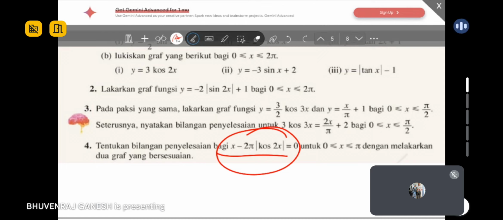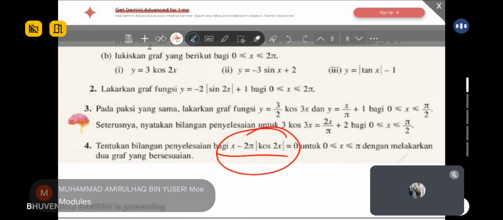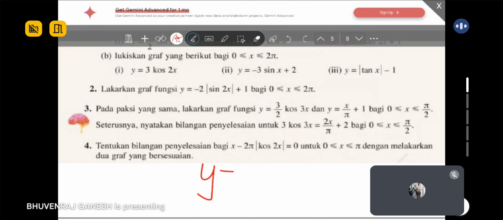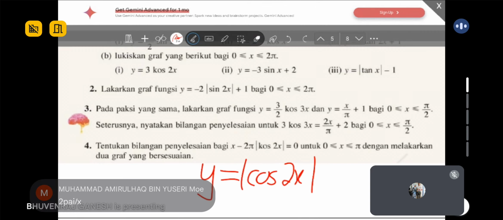Anyone? Do you need to put modulus cos 2x or just cos 2x? Yes. Okay, you must follow the question, guys. You must follow question 1. So this is your first graph that you have to draw. Second, what is the second graph you have to draw? The second one is slightly harder.